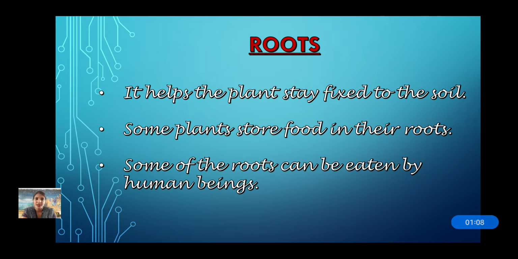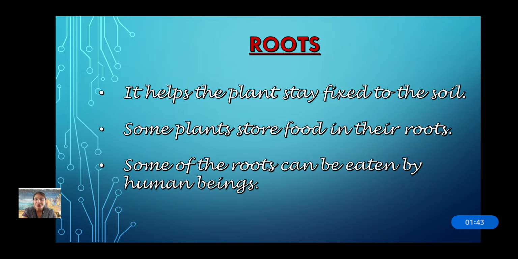Now roots. It helps the plant stay fixed to the soil, isn't it? If roots are not there, can you imagine a plant standing? No, it cannot, because the roots give them support. Now some plants store food in their roots, and some of these roots can be eaten by human beings because they store extra food in them. That's why we get extra nutrients from such parts, so we eat it as our food.